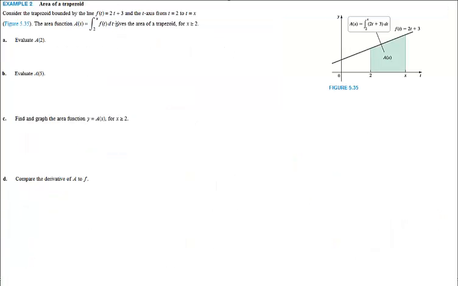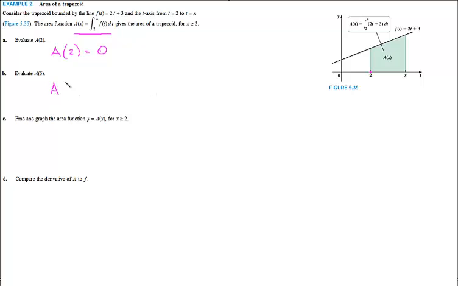We are given a function. This f of t is 2t plus 3, and it goes from 2 to some random x out here. I can see that it's going to be a trapezoid, so if I want to find the area using geometry, I could. They give me my area function, which I could have come up with on my own. Didn't need them to give that to me, but we're going to find area of 2. So from 2 to 2, so that's the area to a point. Once again, that's a 0. We did that in a previous section.